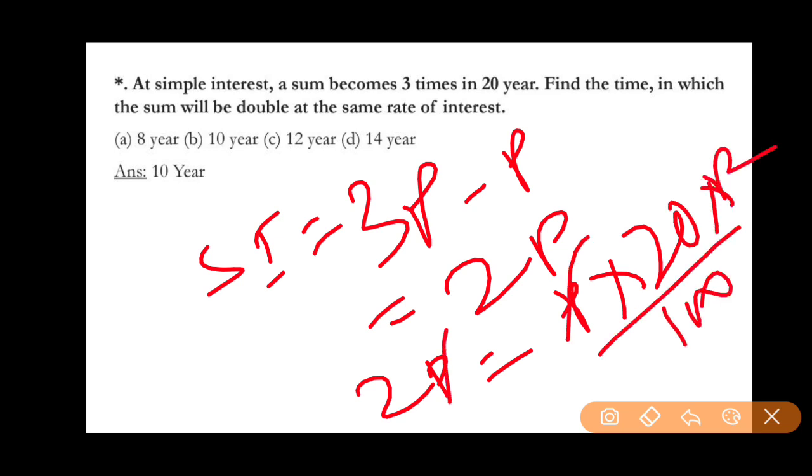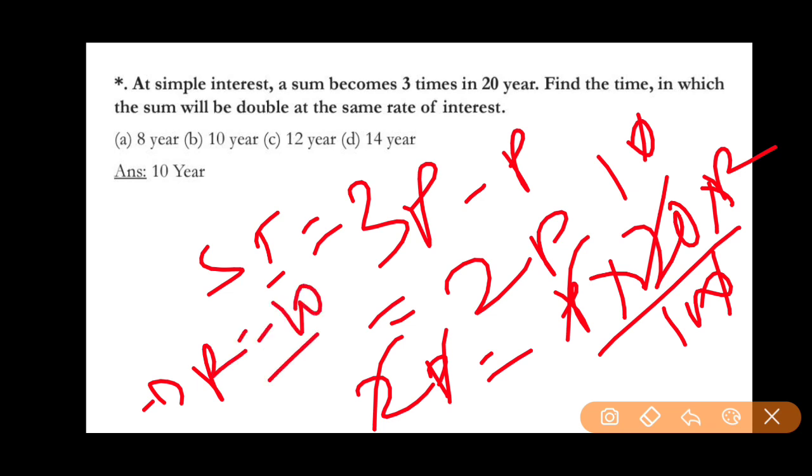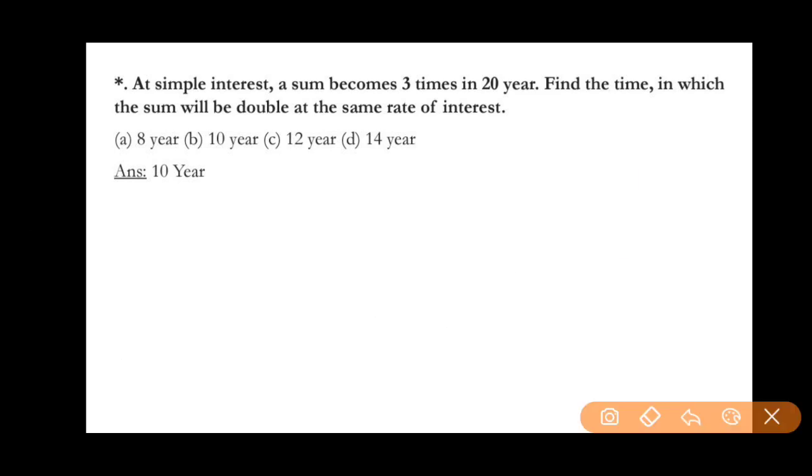Then p would be cancelled, then 2 and 20 would give 10, and here you will get rate of interest equal to 10. Rate of interest r equal to 10. Okay, that's it. You got your result, rate of interest as 10 over here. Then move forward, and rate of interest will be represented like 10%.